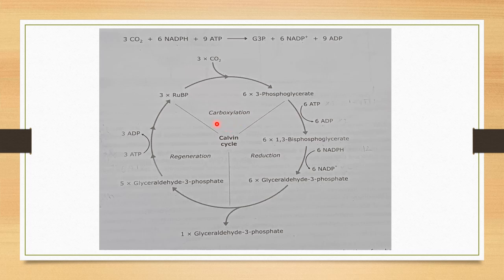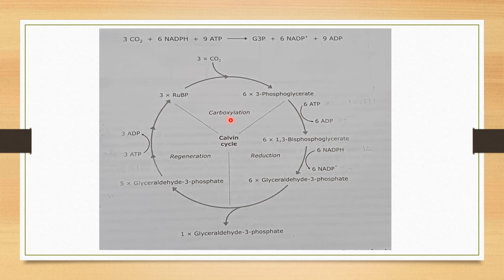I told you the first step of Calvin cycle is carboxylation. So what happens in this? 3 molecules of RuBP. RuBP is ribulose 1,5-bisphosphate. 3 molecules of ribulose 1,5-bisphosphate fix 3 molecules of carbon dioxide to give 6 molecules of 3-phosphoglycerate. Let me repeat again.